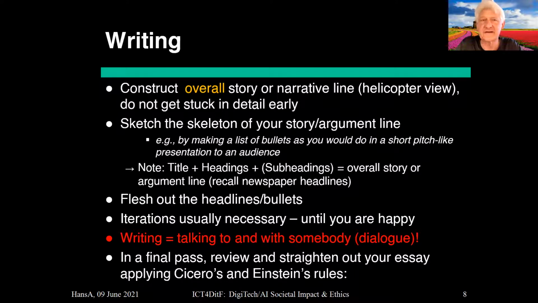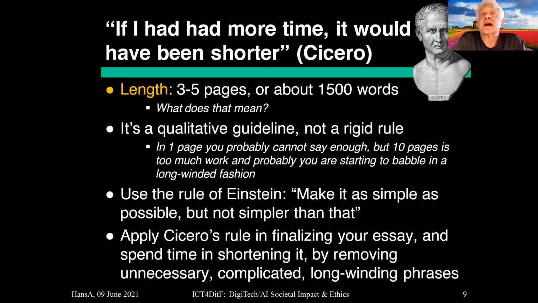And I have two rules for you here. One by Cicero, the famous Roman orator and politician, and one by Einstein, who you probably have heard of. Cicero is famous for a quote, which is probably not really from him, but it's a well-known way of saying, "If I had had more time, it would have been shorter." He wrote a lot of letters to friends. And legend has it that he wrote this in one or several of his letters, that his letters were too long and a bit boring, but he didn't have enough time to correct that. That's also a good rule for yourself. Certainly, it's wise to spend some additional time at the end to make it shorter and better understandable.